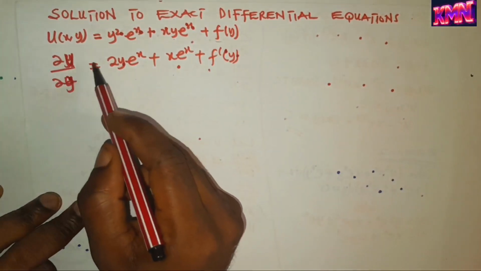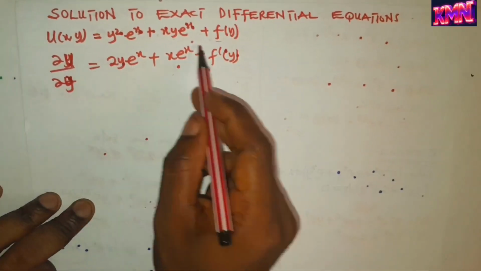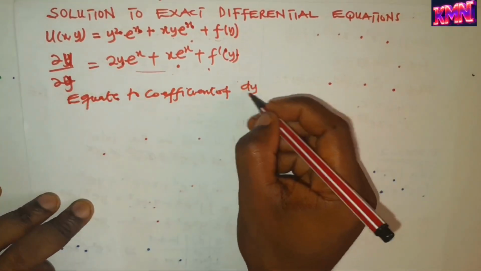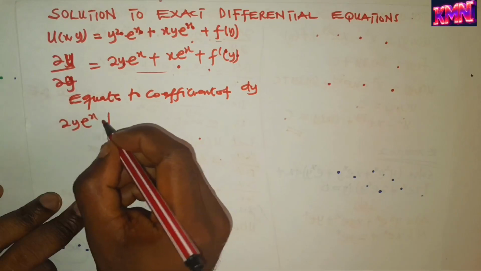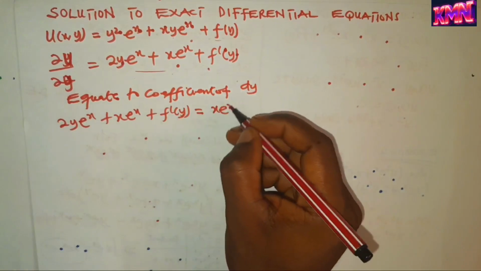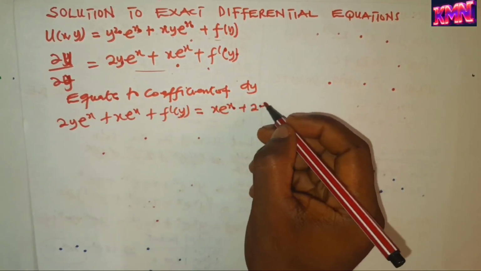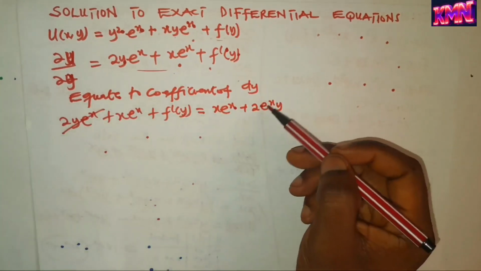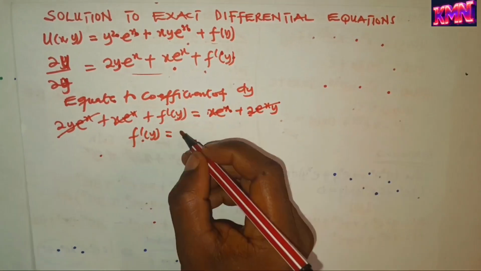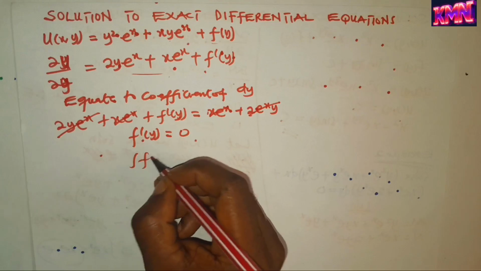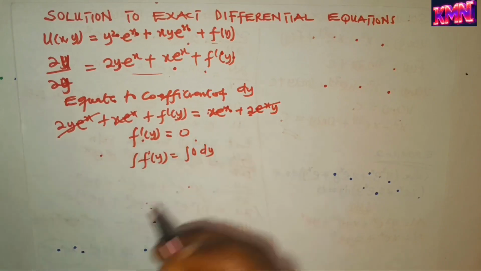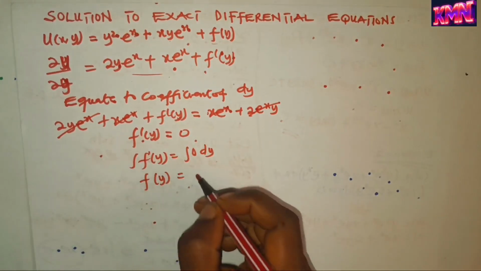Del u del y is the same as the coefficient of dy. So we are going to equate this to the coefficient of dy. We have 2y e power x plus x e power x plus f prime at y equals x e power x plus 2y e power x. You can see this is the same as that. So f prime at y is equal to 0. Integrate f prime at y, the integral of 0 dy, and that will be f at y equals a constant c.